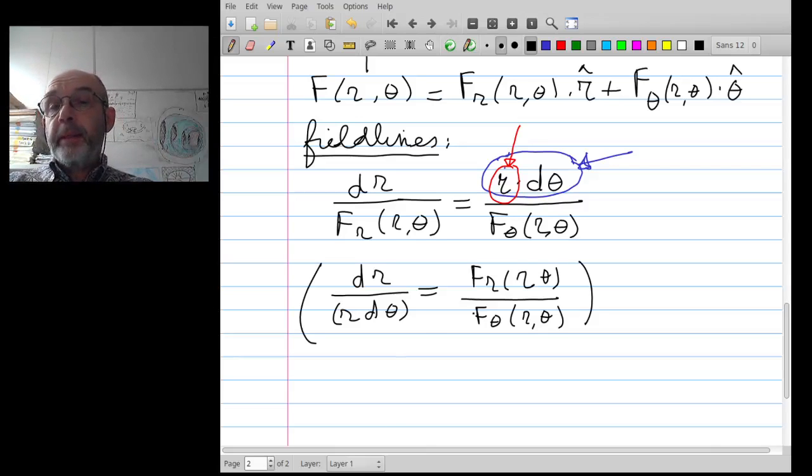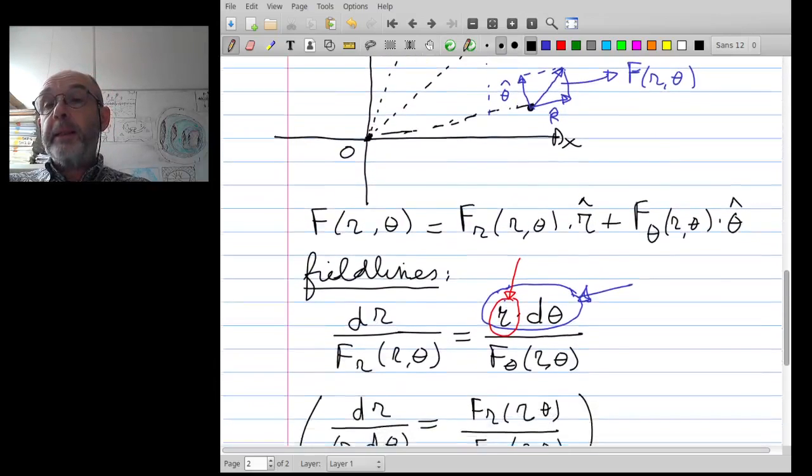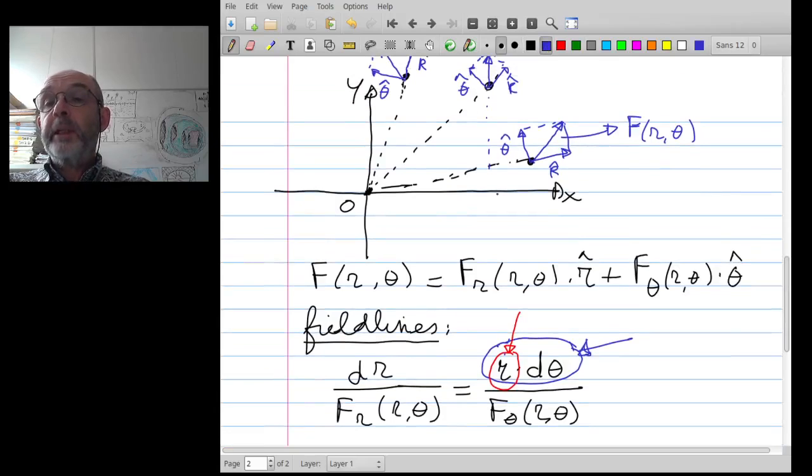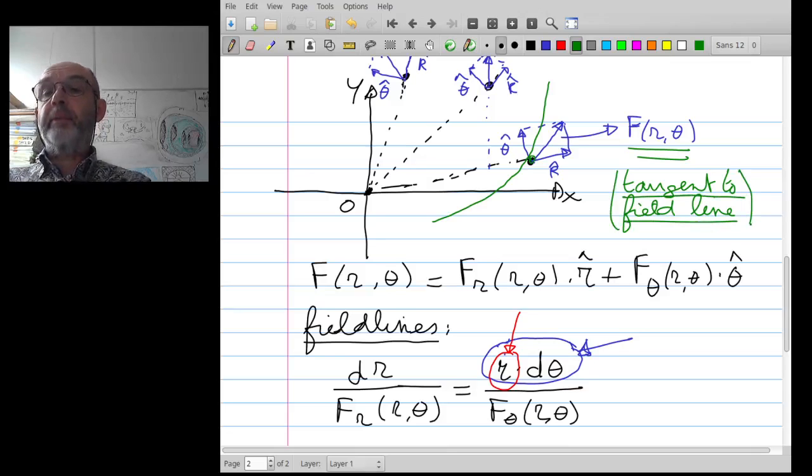Okay. Be careful. Now, you have here your field line, and then that vector field is in a certain sense a tangent vector of the field line. And then be careful.